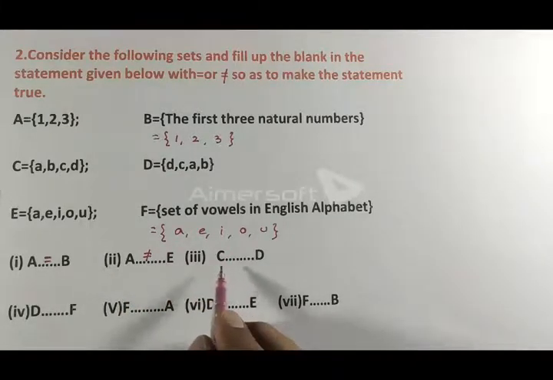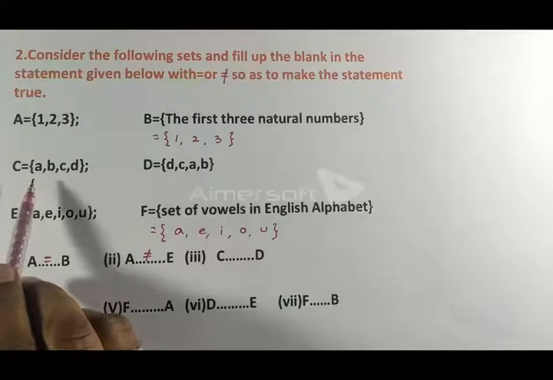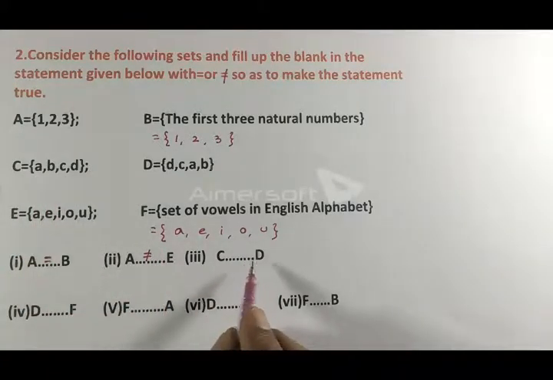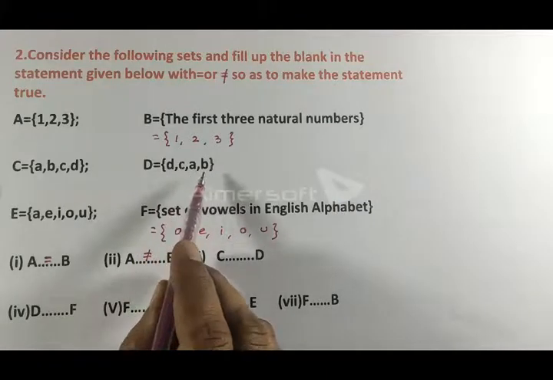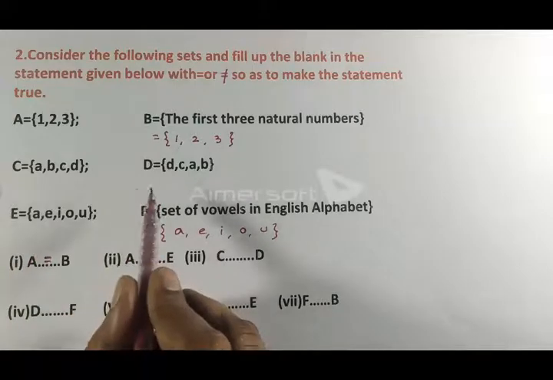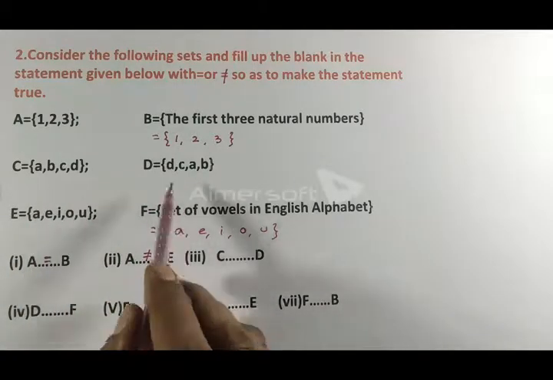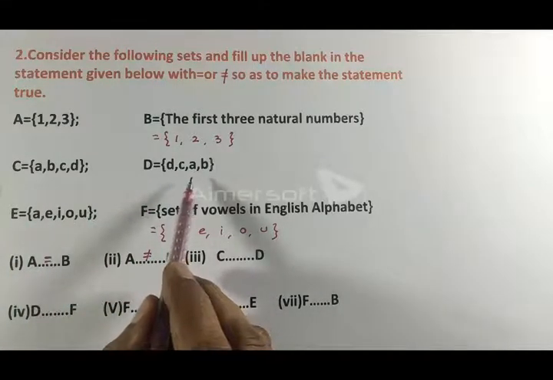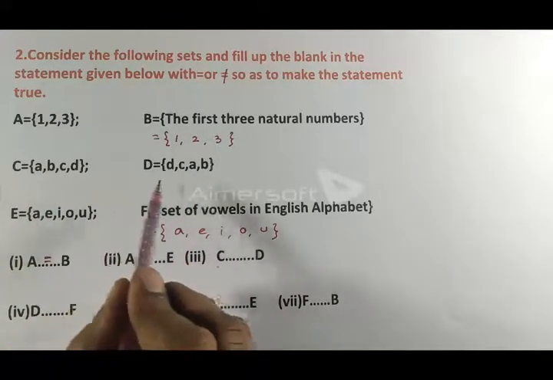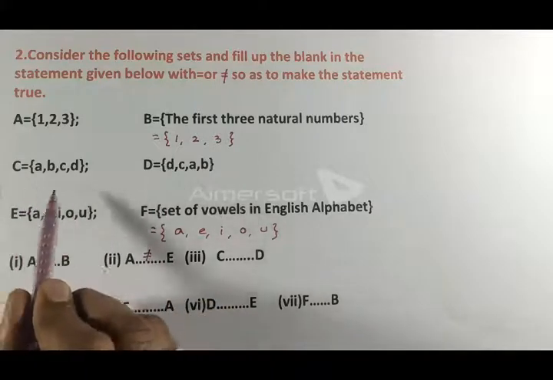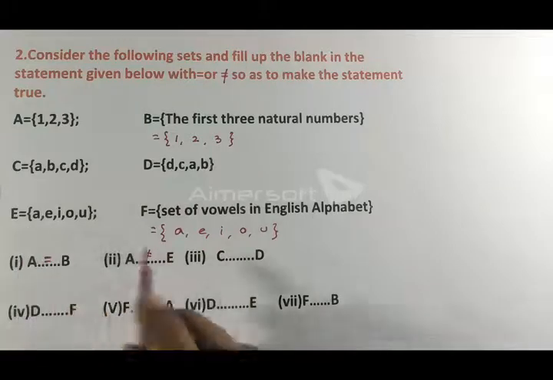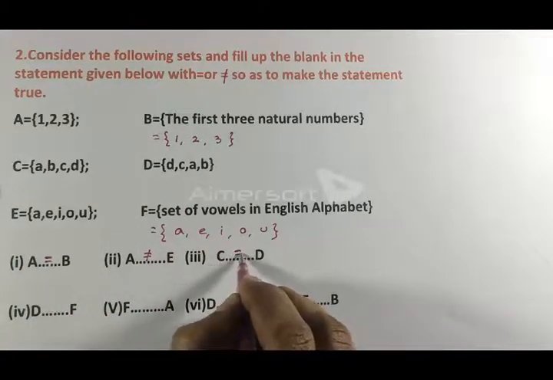Observe the set C. C contains four elements A, B, C, D. And the set D contains D, C, A, B. It means the sets C and D contain the same elements. The order of elements is not important, but we have to find whether the sets contain the same elements or not. A, B, C, D; A, B, C, D. So we can write C is equal to D.